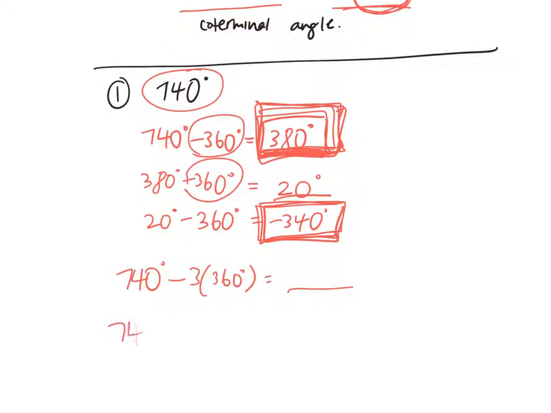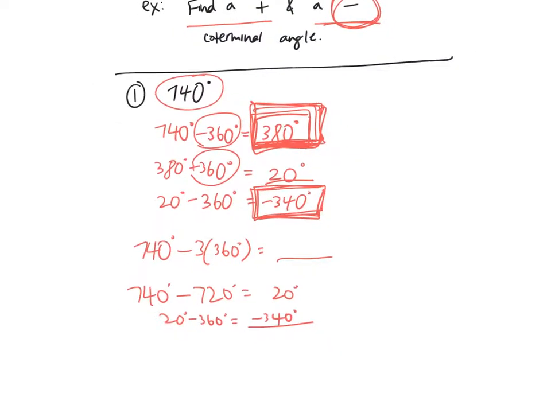Or maybe you're like, okay, well, 740 minus 720 is an easy one to do. And then subtract from that 20 degrees, the 360. Okay, so those are just some tips on how you might want to do this.